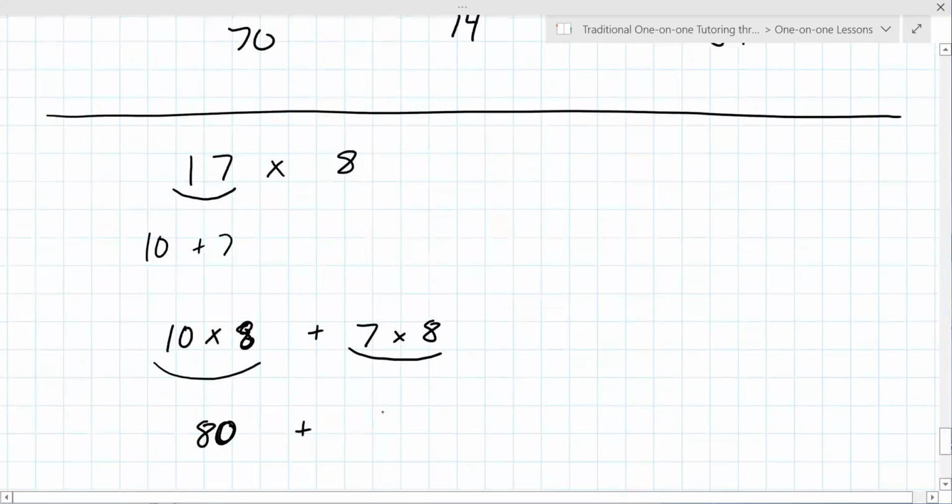But let's go back and look at this problem here. 7 times 8 is 56. So now you're going to add 80 plus 56. So I want you to get your pencil and paper out and add those two numbers up together, please.